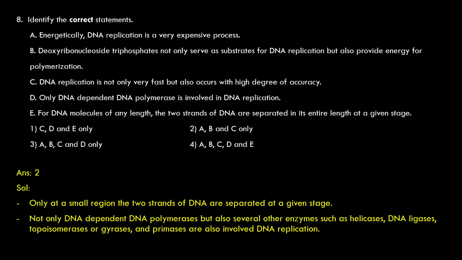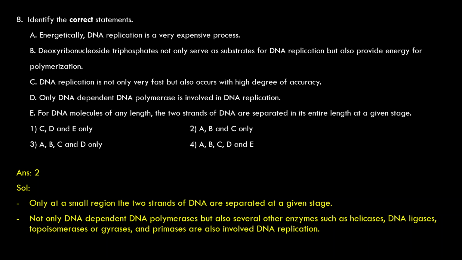Only DNA dependent DNA polymerase is involved in DNA replication. Now, several enzymes are involved. The main one is DNA polymerase or DNA dependent DNA polymerase, usually DNA polymerase 3, right? For proofreading and correction, there is also involvement of DNA polymerase 1, and other DNA polymerases. There is also involvement of helicase, topoisomerase, right? So several enzymes are involved and primase is also involved. So D is wrong.